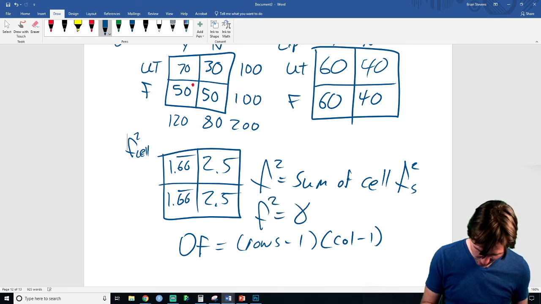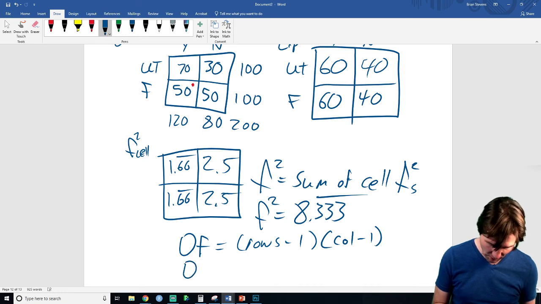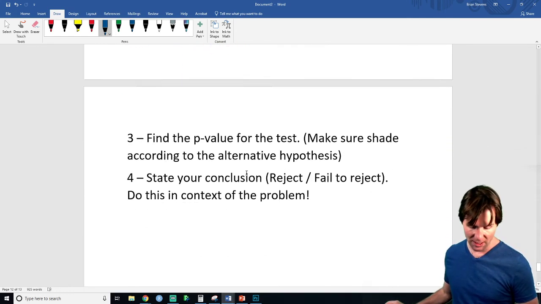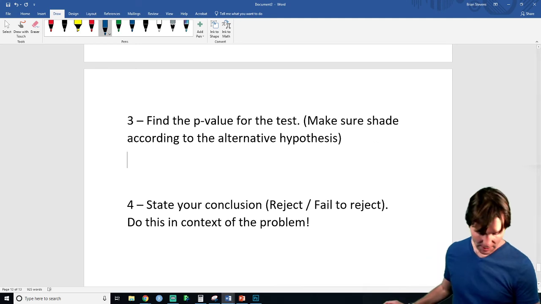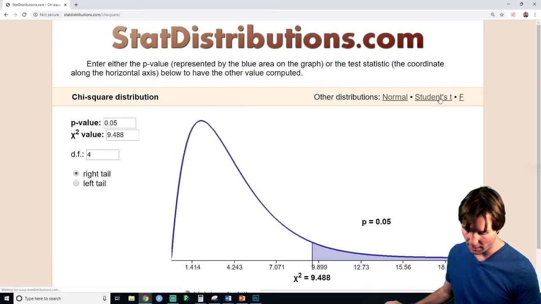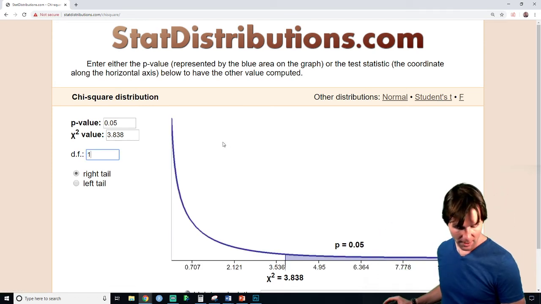So that is the test: chi-squared is 8.333 repeating, and the degrees of freedom are equal to 1, and we're almost done. We have now the chi-squared test statistic. Find that p-value. Woo, on the downhill. So now we need to go back to our site. Let's put in the degrees of freedom is 1, and let's do it.